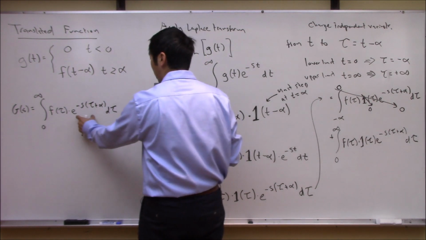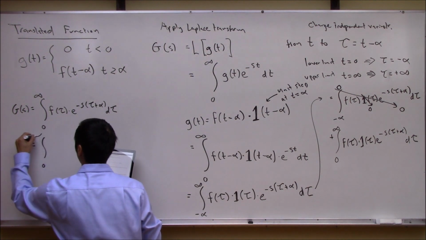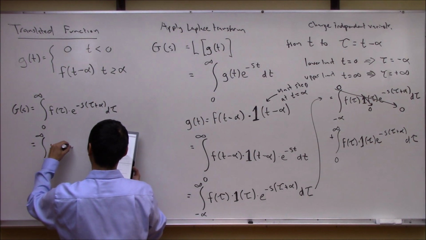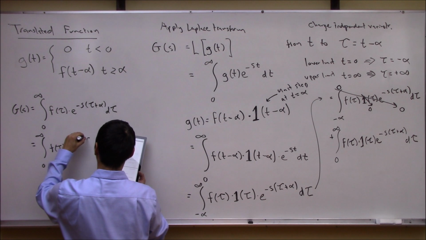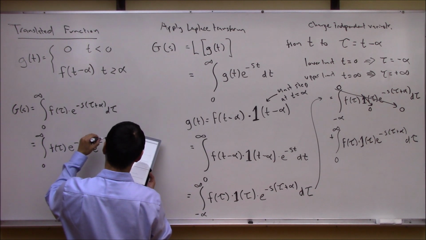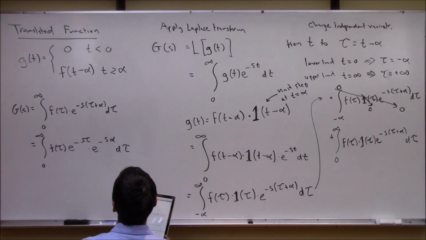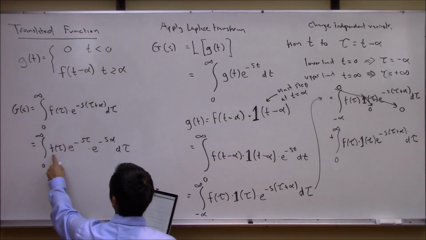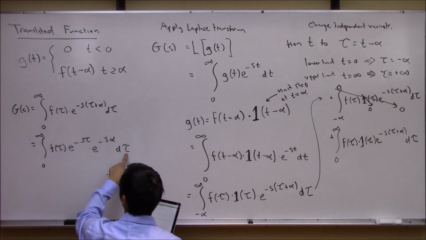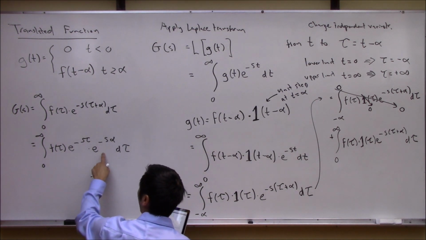Okay, let's break up this exponent a little bit. The integral from 0 to infinity of f of tau times e to the minus s tau times e to the minus s alpha d tau. Let's examine this closely. F of tau is clearly a function of tau, so I can't pull it out of the integral. This is not a function of tau. This is e to the minus s alpha, and that can come outside the integral.